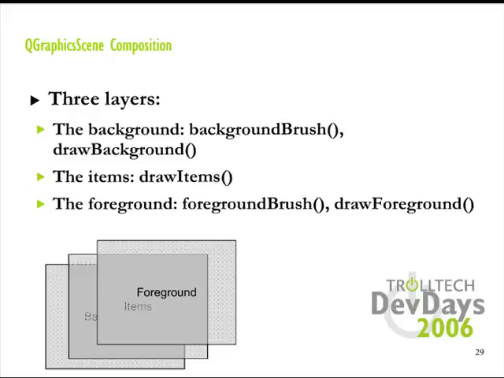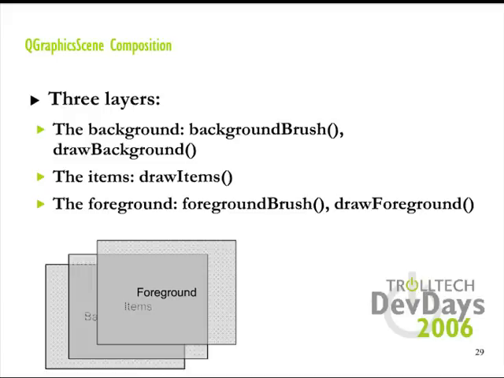So the scene is composed of three different layers. First of all, it's the background layer, which you can specify using the virtual function drawBackground, which you can use to draw a grid, for example, a tile background, a texture background, or you can use the convenience function for setting the background brush. If you just have a gradient background or a tile background, you can just use the background brush for that.